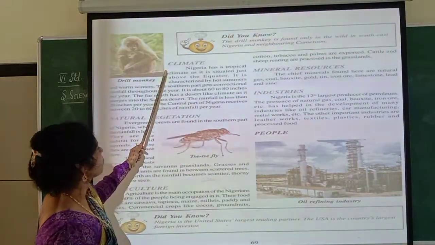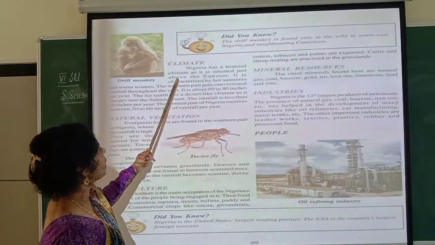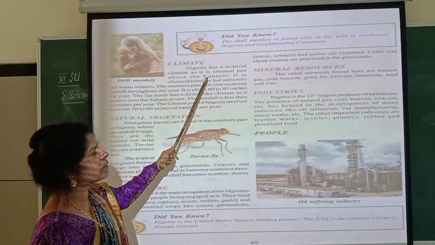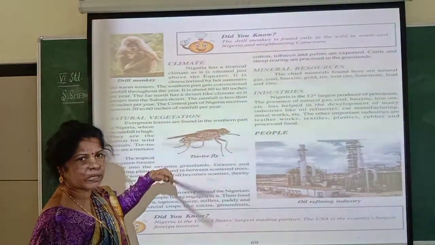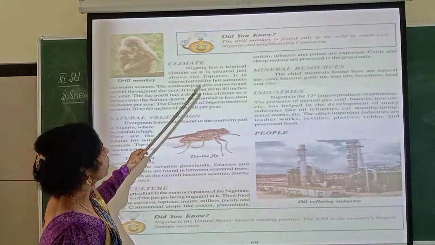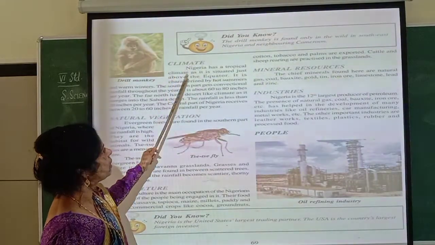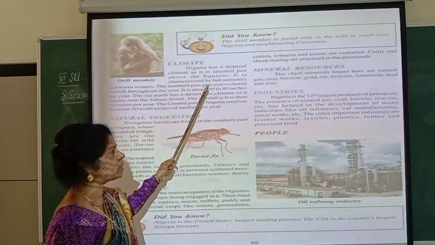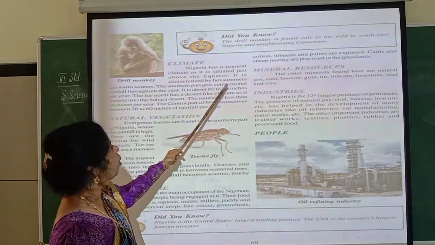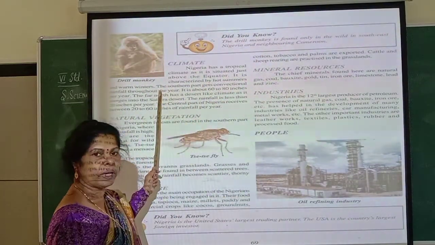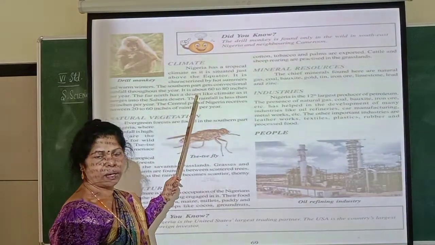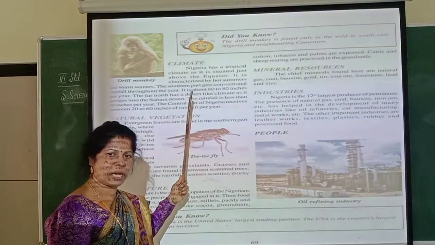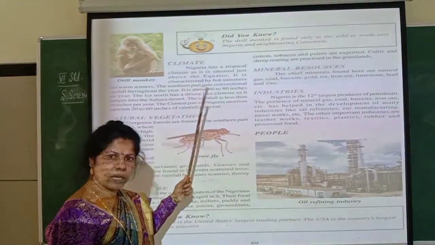Now, climate. Nigeria has a tropical climate as it is situated just above the equator. So where is it? It is just situated above the equator. Equator is the central point, already I have told you. Tropical means it is hot. It is characterized by hot summers and warm winters. See, even winter is also warm there. Why? Because it is near the equator region, wherein the sun rays will directly fall. So what happens? It will be hot.